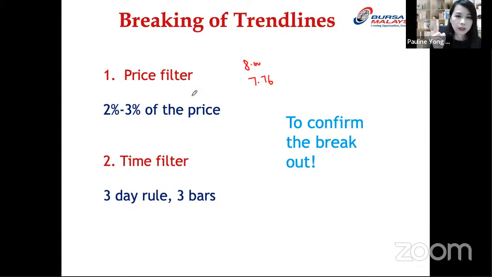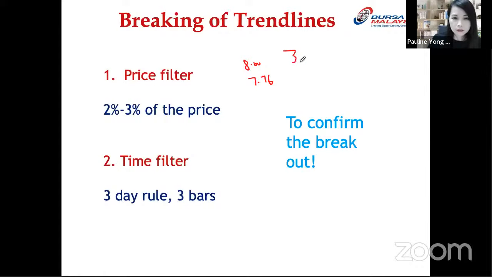Another way is looking at the time. Using the time, I usually count the candlestick, 3 bars. If it's a daily chart, 3 days. If it's an hourly chart, 3 hours. If it's a minute chart, 3 minutes. So looking at the candlestick bars. And there is also another third way.